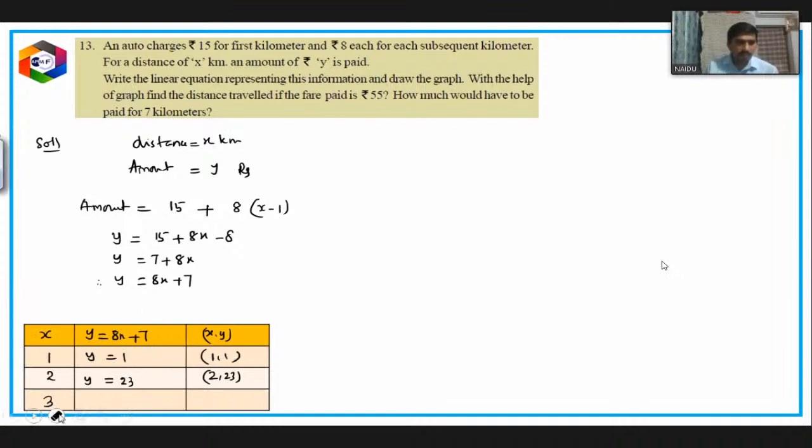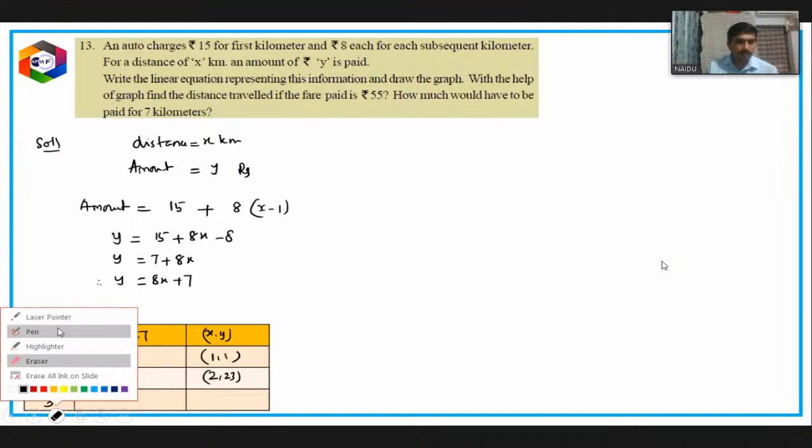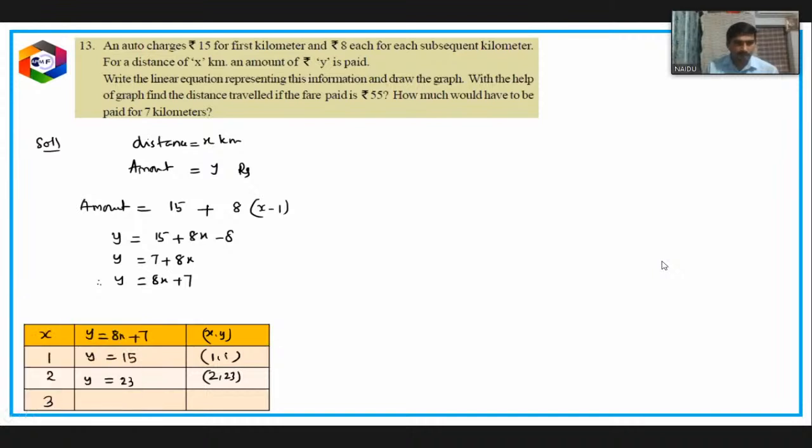So here this is 15, this is 15. Now y is equal to 8 3s are 24. 24 plus 7, which will be equal to 31. So 31 means 3 comma 31.